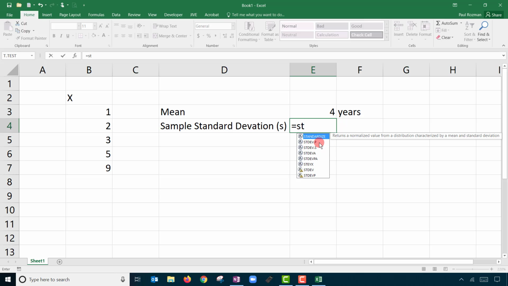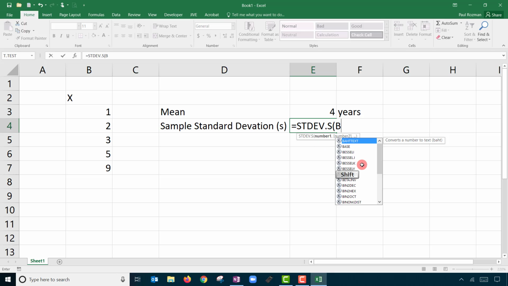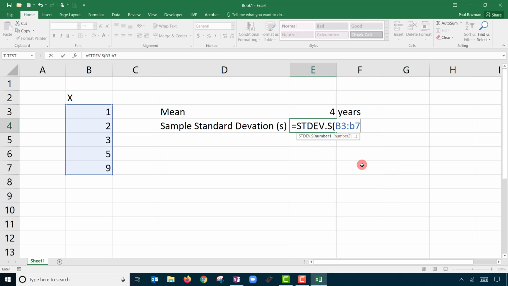We are trying to decide if it's a sample or a population, and I'm choosing the S because I'm calculating S here, the sample standard deviation S. So STDEV dot S. And it even gives you a little description of how it works. And then again, I want to do B3 to B7.